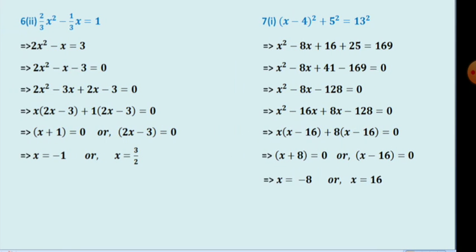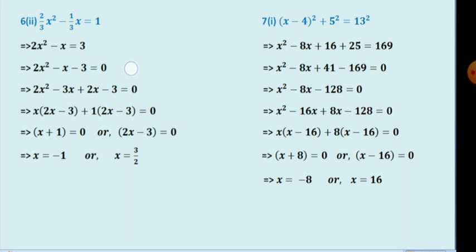Next, question number 6. 2 by 3 x squared minus 1 by 3 x equals 1. Now here we can omit the denominator by taking an LCM. If I take 3 as the LCM, what is remaining in the numerator is 2x squared minus x. And this denominator 3, if I bring it to the right hand side, it will be multiplied with 1, and my right hand side will become equal to 3. Now bring this 3 to the other side so that we can equate it with 0. So we have 2x squared minus x minus 3 equals 0.